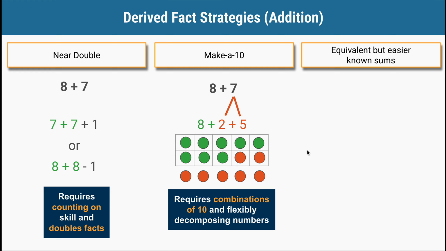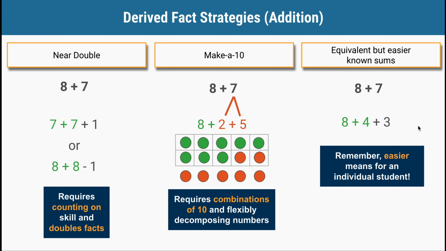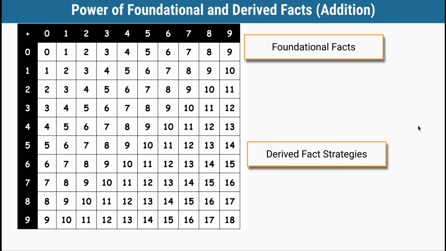The last one is one that is really personalized based on students' preferences, and that is using equivalent but easier known sums. So again, for 8 plus 7, let's say there was a student who really loved 8 plus 4. That was one of their favorite facts, and they just knew that from memory, and they could look at 8 plus 7 and say, ooh, that's like 8 plus 4, but I have 3 more, so I know it's going to be 15. That's going to be different for every student, but we want to encourage students to use the strategies that make sense for them. And remember, easier means for an individual student. Two students might have two very different strategies.